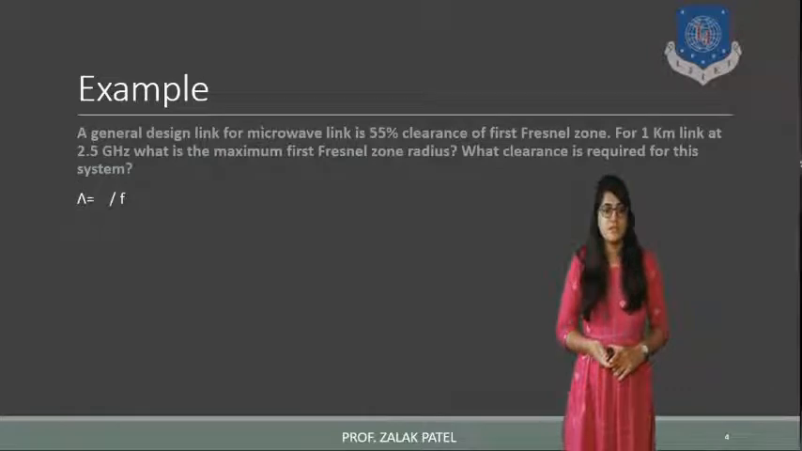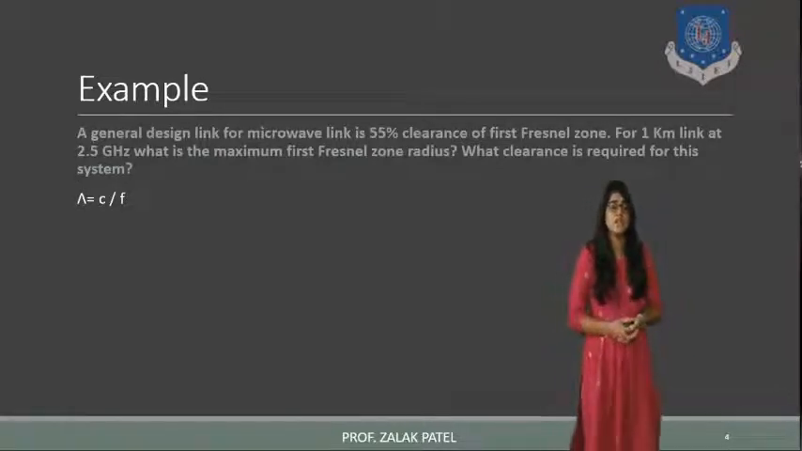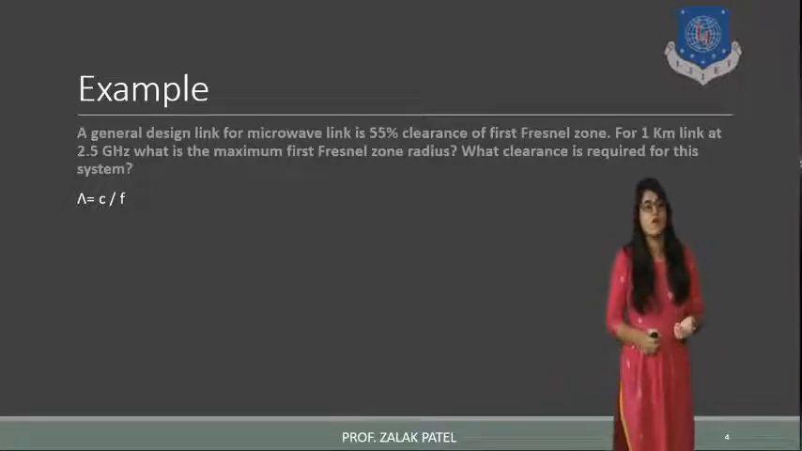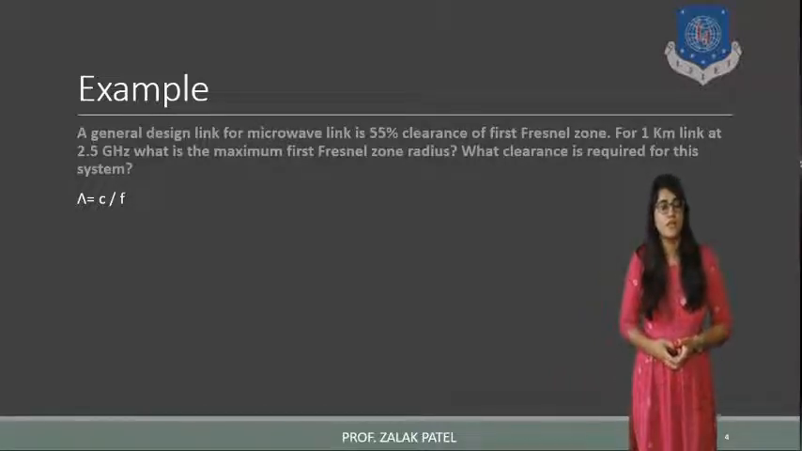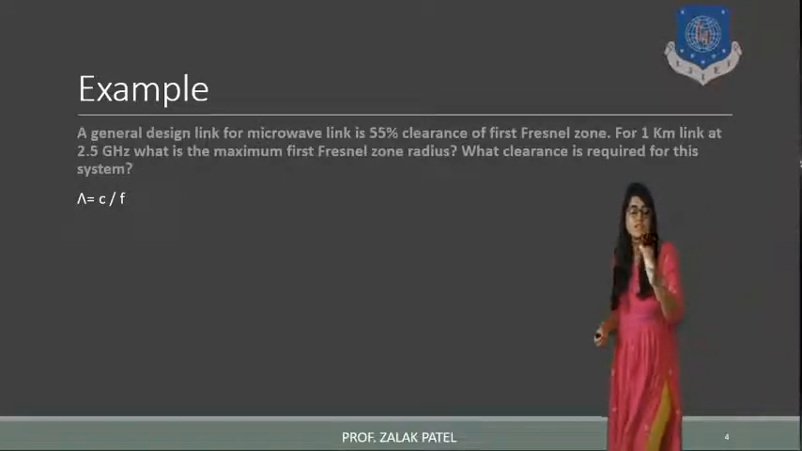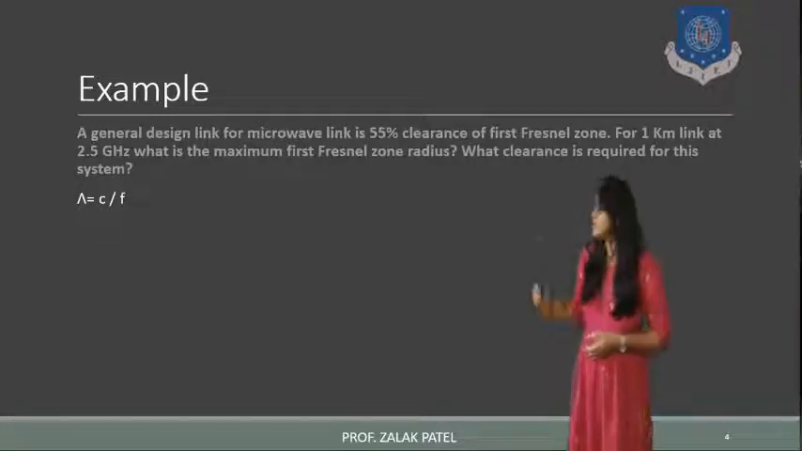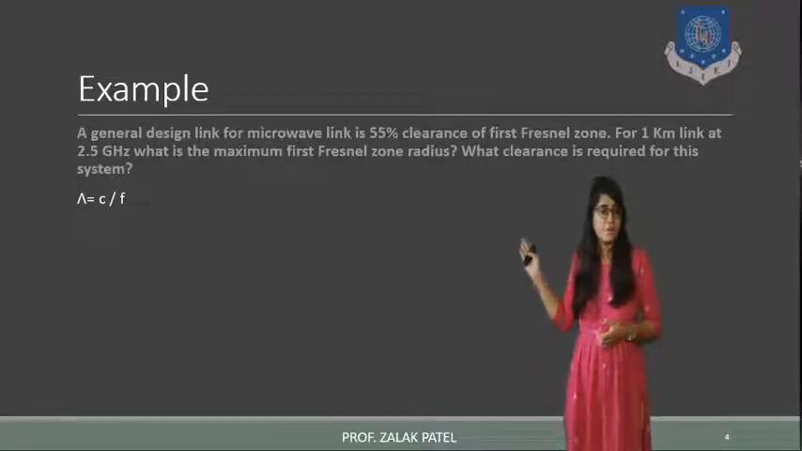So based on that, let's start with the solution. First thing that we need is the wavelength, because in the formula of finding out the radius of Fresnel zone, we need the lambda, because its formula is n lambda d1 d2 upon d1 plus d2. So for that we need the wavelength. So let's first find out it.